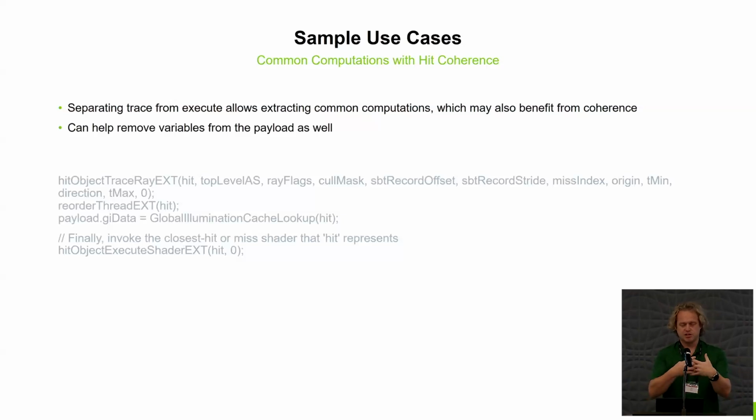In this case, the example is tracing a ray into a hit object, reordering, because that's the whole point of the extension. And then you do this common global illumination cache lookup based on common parts of the hit. And that is going to be run coherently. Because it's a single function, it should always be the same code across all subgroups. And then once you've done this common code, now you can fork off into all the different closest hit shaders, which are separate code.